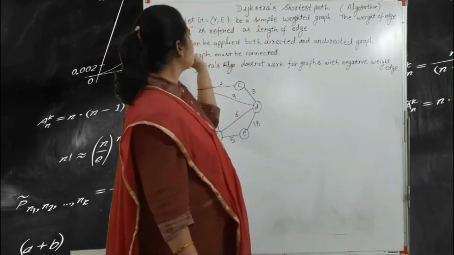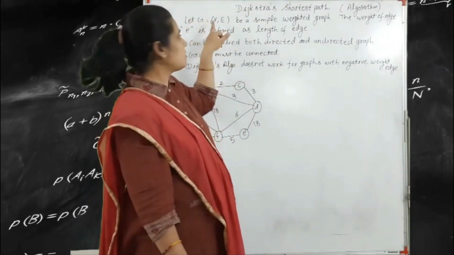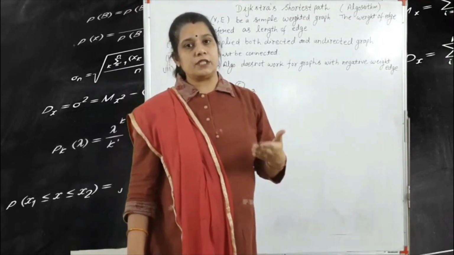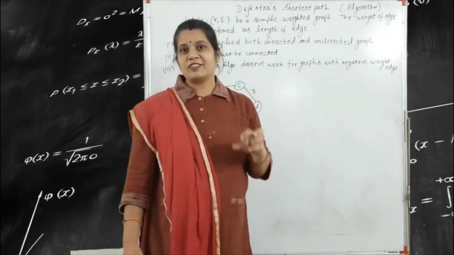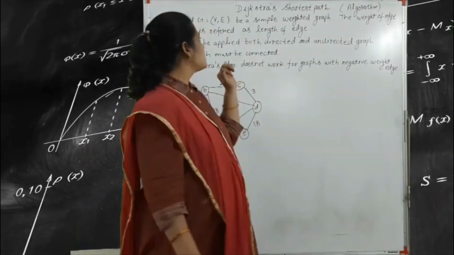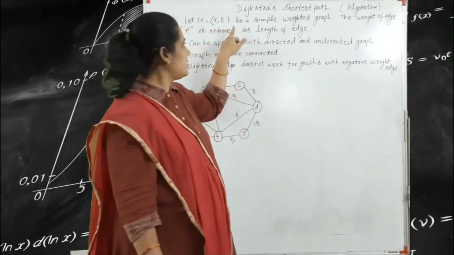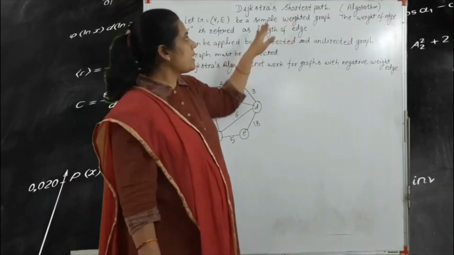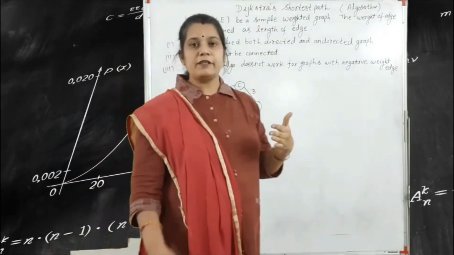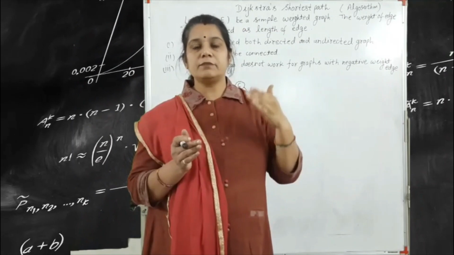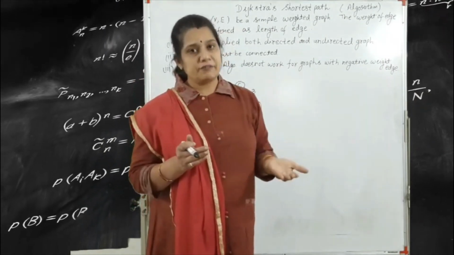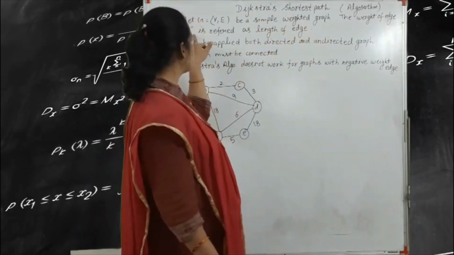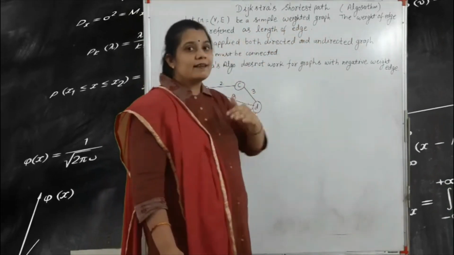Dijkstra algorithm: let capital G equal V comma E, where G is the graph, a combination of the vertices and the edges. You already know the definition of the graph. So here G equals V comma E is a simple weighted graph. Always keep in mind that the Dijkstra algorithm depends on a weighted graph, where the weights between the edges are given. When weights are given, that is a simple weighted graph. The weight of an edge E is referred to as the length of the edge.